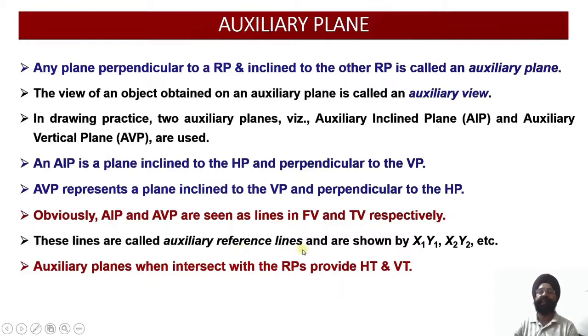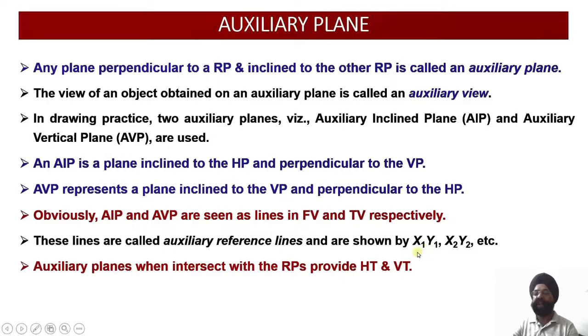Just like we already know by now that the XY line is our reference line, and the XY line separates the horizontal plane from the vertical plane, similarly we are going to draw projections across these AIP and AVP reference lines. The AIP reference line will be drawn inclined to HP and the AVP reference line will be drawn inclined with respect to the vertical plane. And these lines will be denoted by these notations, that is x1 y1 and x2 y2.